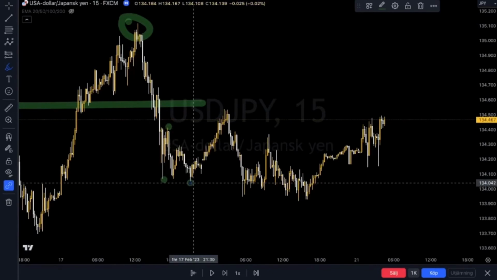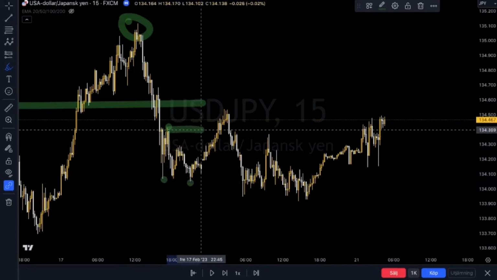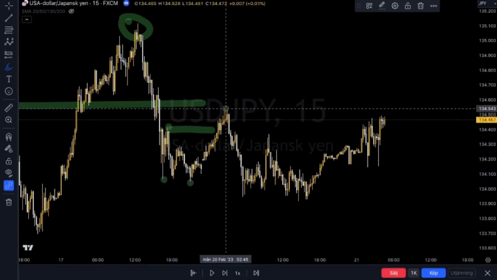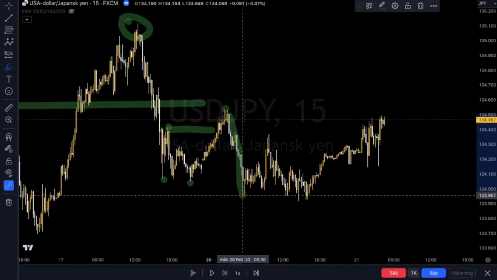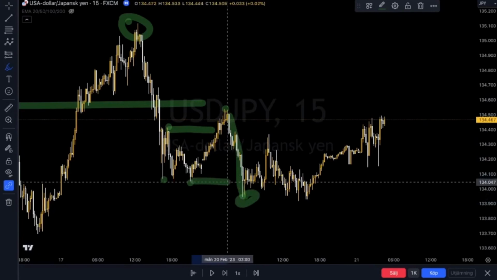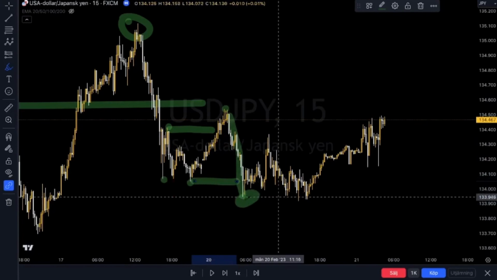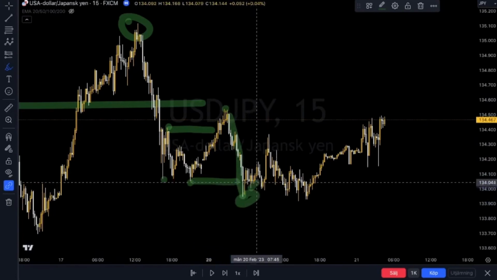Now what happens? Market pushes, boom, change of character. Creates a higher high internally. Then what happens? Market pushes down again. Creates what? A lower low, because it broke this low here. Market retraces.